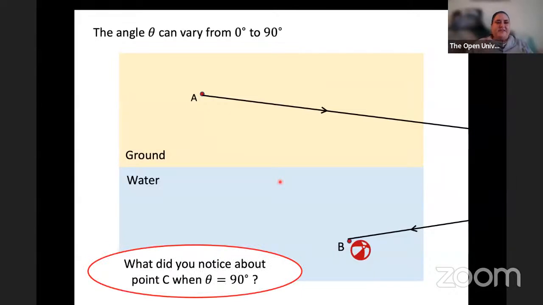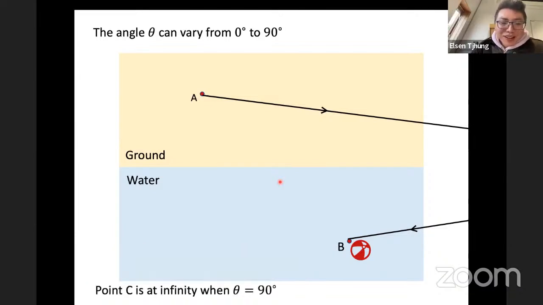Well, it seems to me, and I'm not a mathematician, that when the angle goes to 90 degrees, it's actually taking you the longest way around, and it would take longer than 85 degrees or less. Yes, thank you, Katrina. That's correct. So basically, the point C is going to infinity when the angle theta is 90 degrees. Again, if you have any comments or questions, please feel free to put them on the live chat.